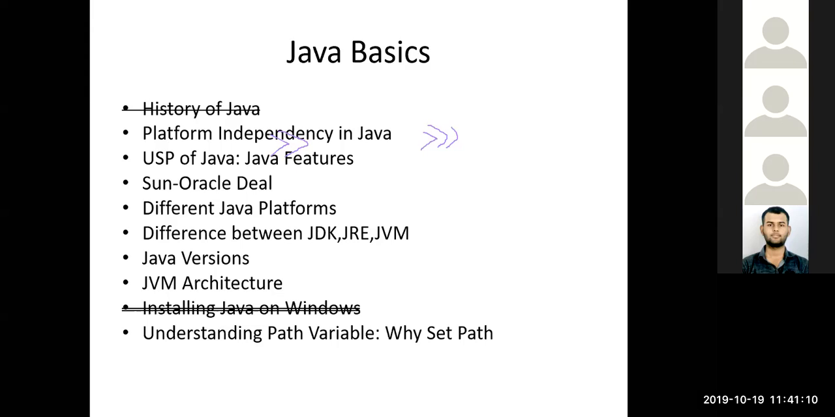What is basically platform independency? As we go through different programming languages like C and C++, when we are writing a program, what basically happens in those programs?